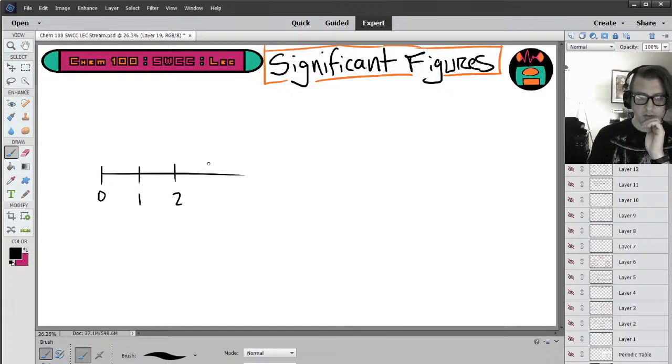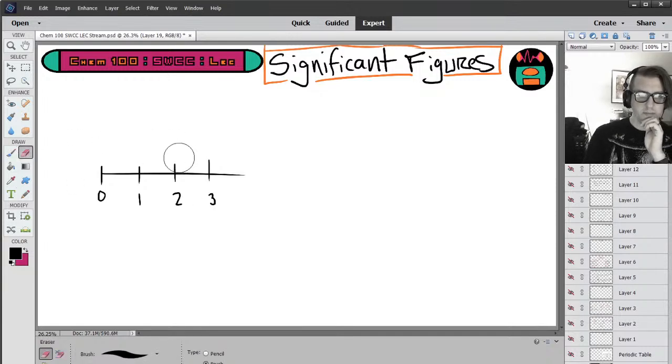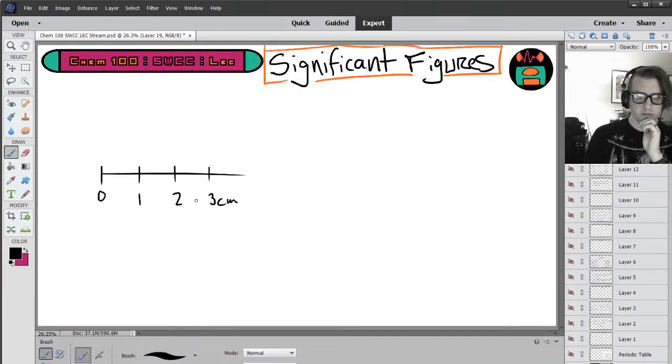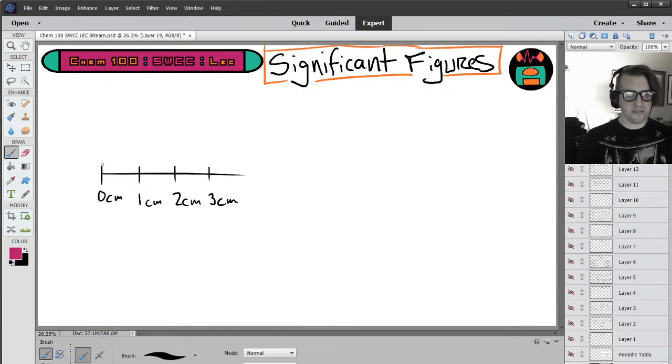So let's say we have a ruler that I'm drawing out right here. And let's say we want to measure a piece of string. We want to see how long. And this scale is in centimeters. All right, so 0 centimeters, 1, 2, 3 centimeters. Let's say we want to measure a piece of thread that we're starting right at 0, and it's like this long. Let me ask you, how long is this thread?